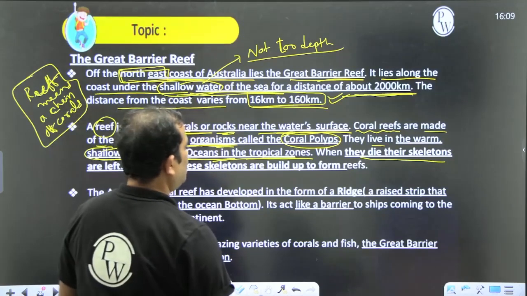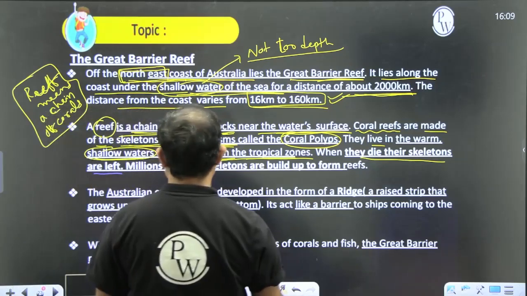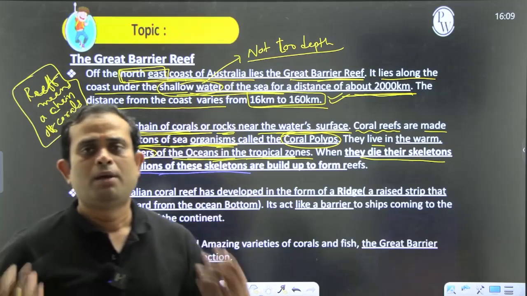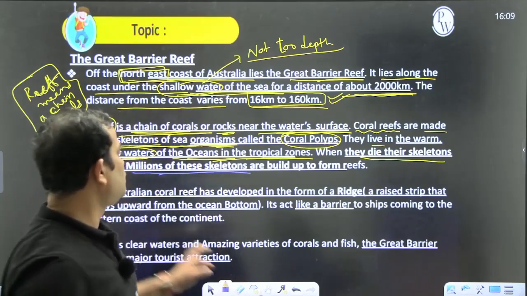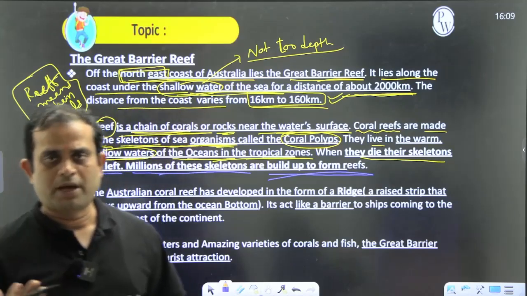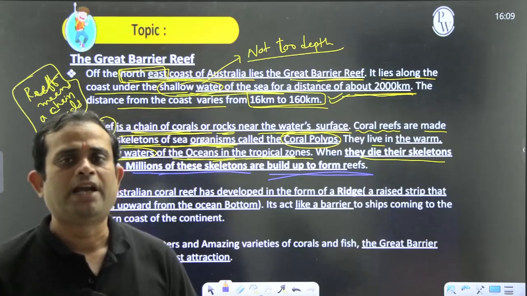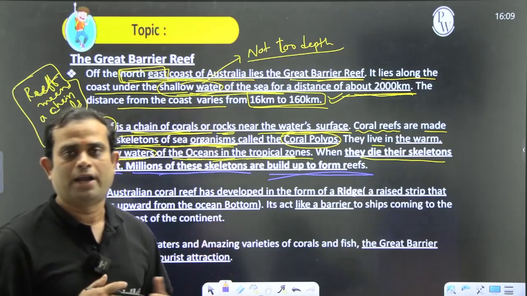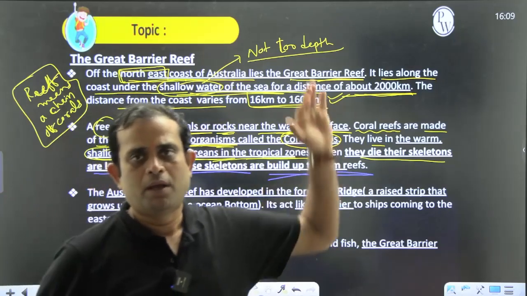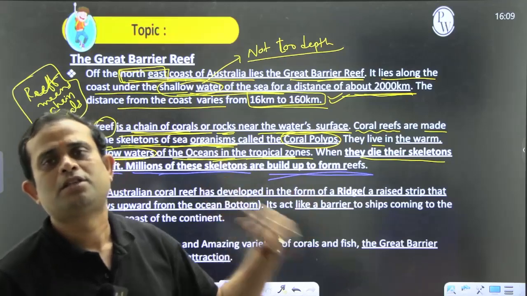When they die, their skeletons are left. Millions of skeletons accumulate and form reefs, and they are so hard. Even if a big ship comes and encounters this, the ship may break.